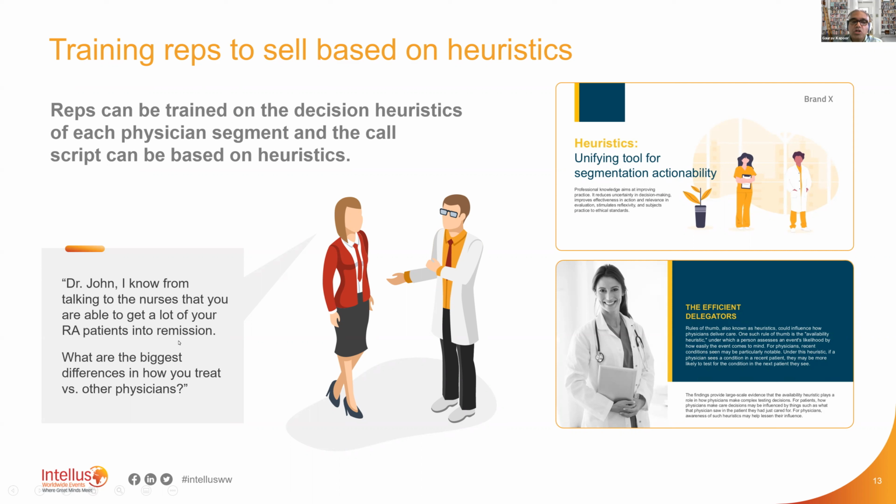Dr. John, I know from talking to the nurses in your practice that you're able to get a lot of your rheumatoid arthritis patients into remission. What are the biggest differences in how you treat versus other physicians? Like, what are you doing that you're able to be so much more successful? This is feeding this physician's egocentric bias and it's getting them to talk, which is exactly what the rep wants before they start detailing the drug.